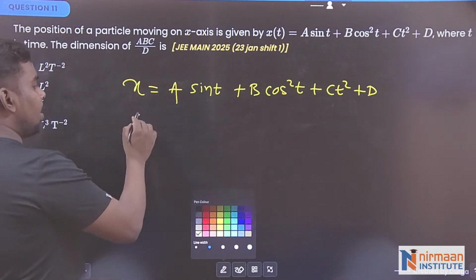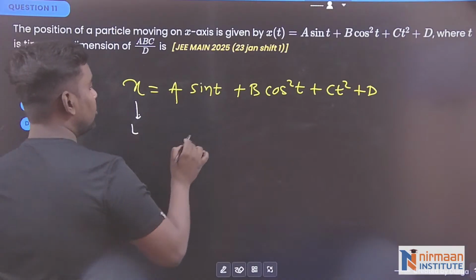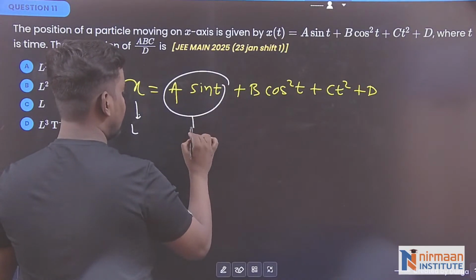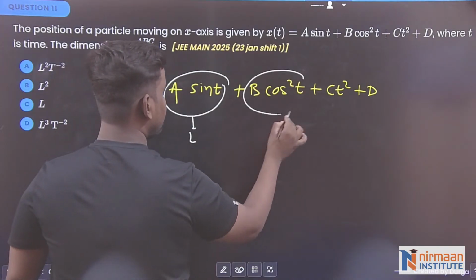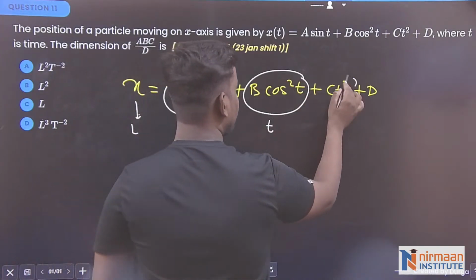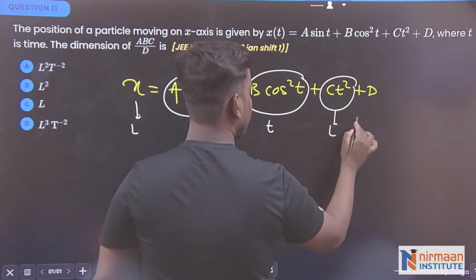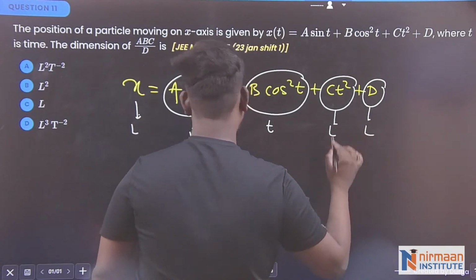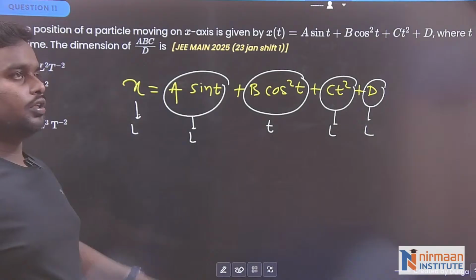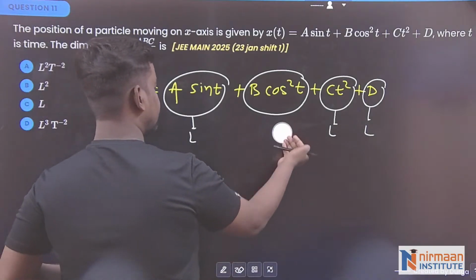So the LHS dimension is L. So the dimension of A sin t is also L. B cos square t dimension is also L. Ct square dimension is also L. D dimension is also L, as per the principle of homogeneity. It's length.